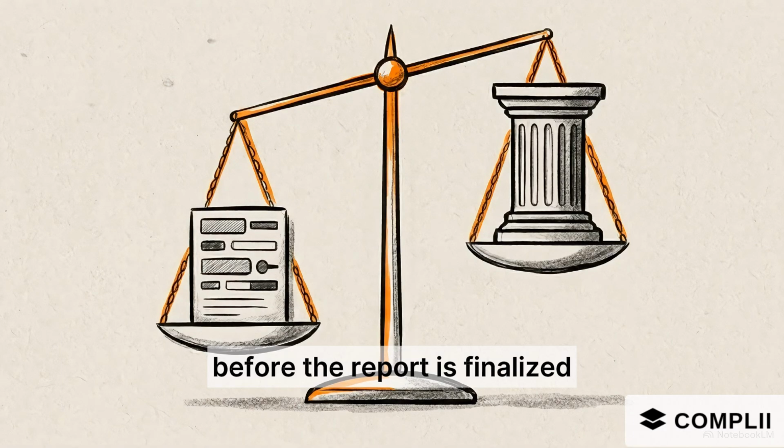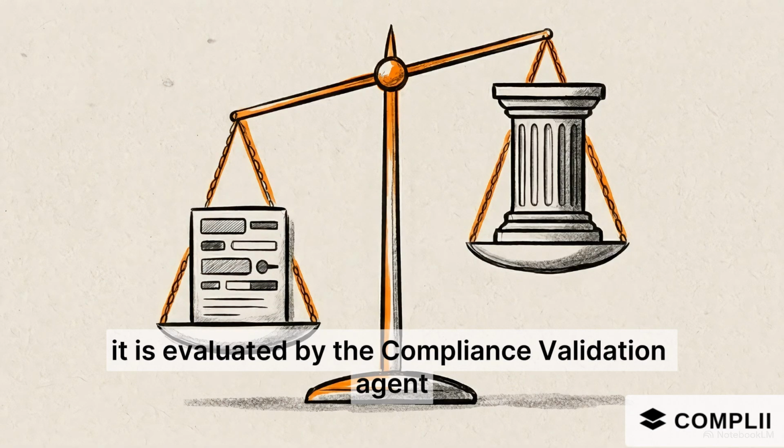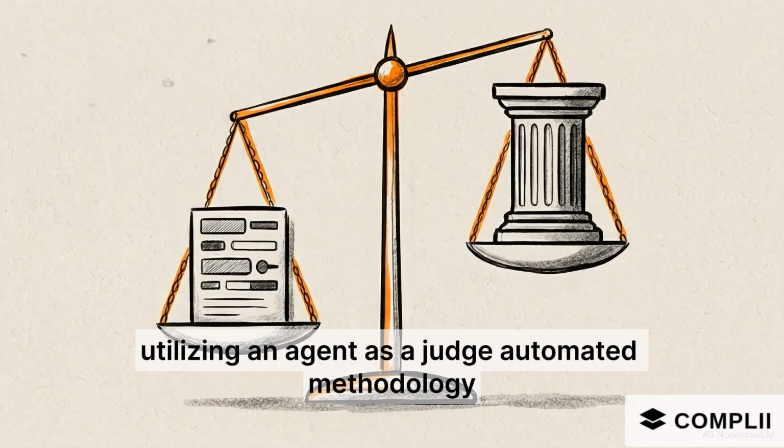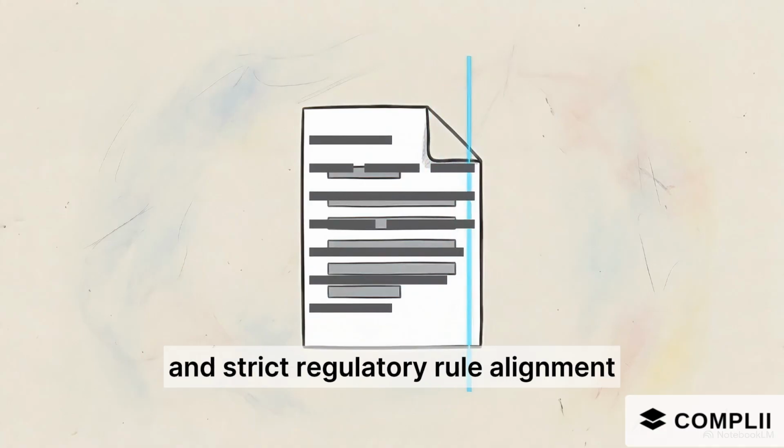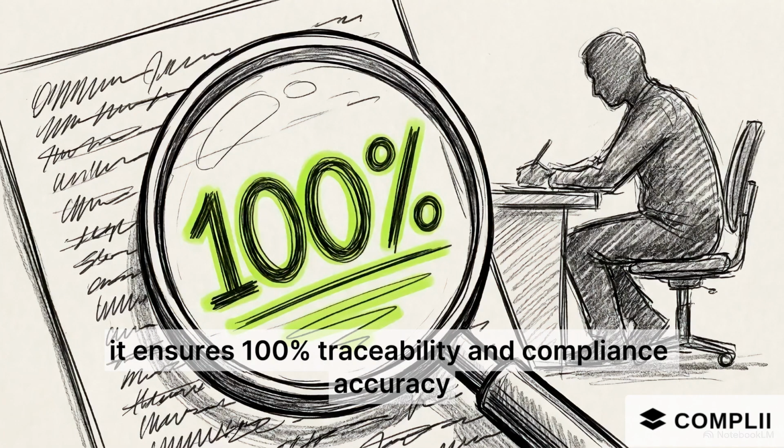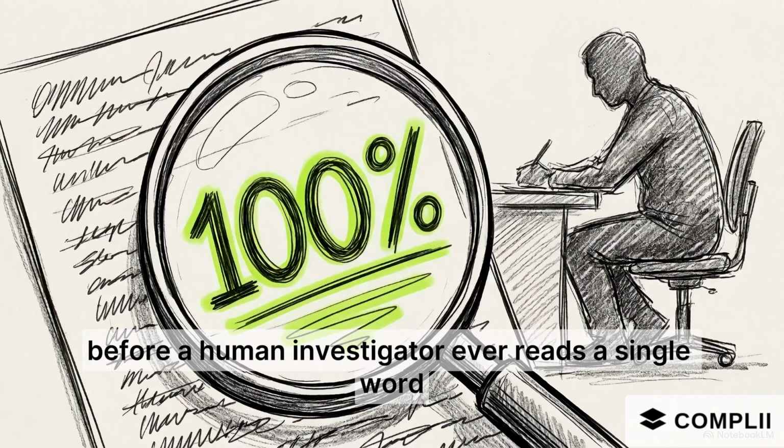Before the report is finalized, it is evaluated by the compliance validation agent, utilizing an agent-as-a-judge automated methodology. This automated judge audits the narrative for semantic coherence and strict regulatory rule alignment. It ensures 100% traceability and compliance accuracy before a human investigator ever reads a single word.